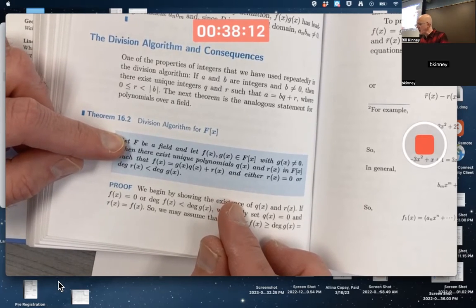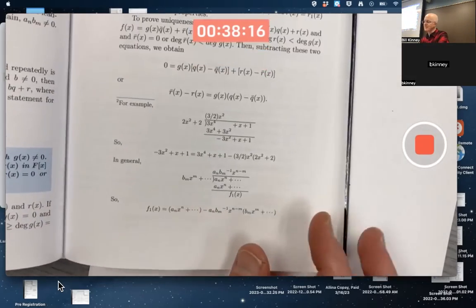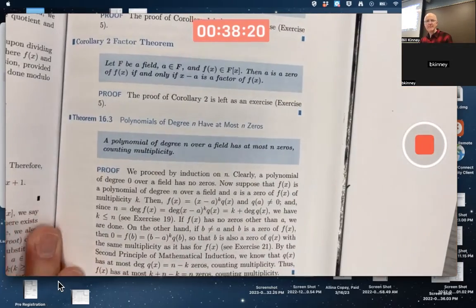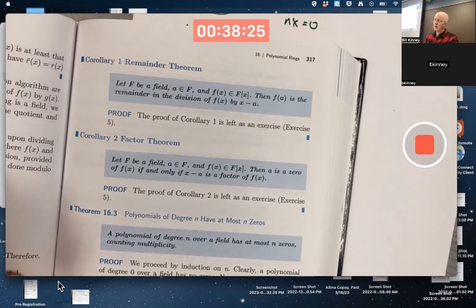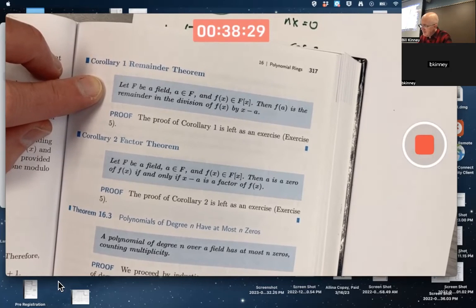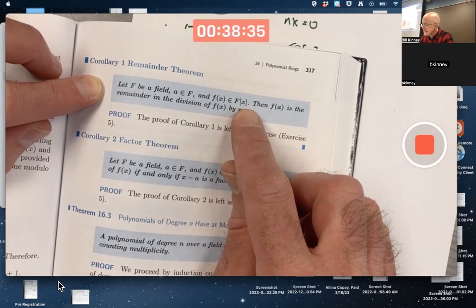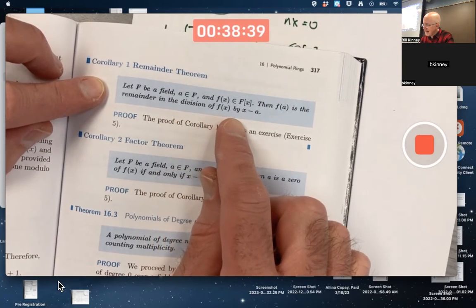It's got a kind of a long proof, and they do a long division example actually worth studying. But I want to move on to some corollaries, important corollaries. And these corollaries even are called theorems. Corollary 1 is called the remainder theorem. Let F be a field, let A be an element of F, and F of X be a polynomial in the ring of polynomials with coefficients from a field. Then F of A is the remainder in the division of F of X by X minus A.